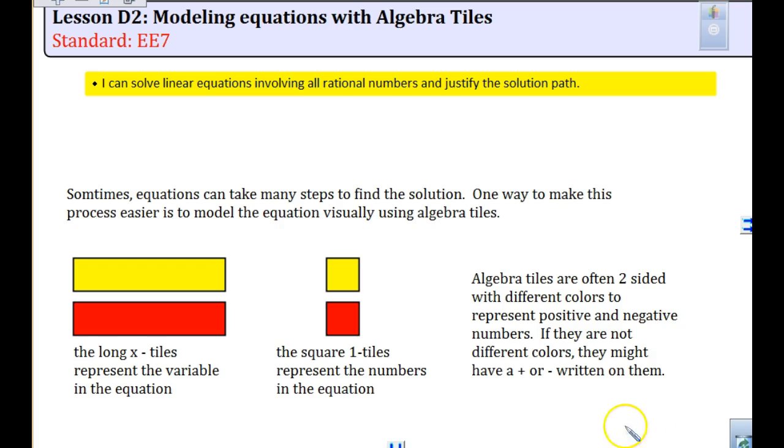Okay? So today we're going to do some work with algebra tiles and modeling. So if you turn to your notes, sometimes our equations can take many steps to find a solution. One way to make this process easier is to model it with algebra tiles. As we look at it, the longer ones are going to be your x variable, so that's going to be our unknown. Ours are green, not yellow, but that's going to be the positive. And if you turn it over, you can actually see where they have a minus on it. That's your negative one.